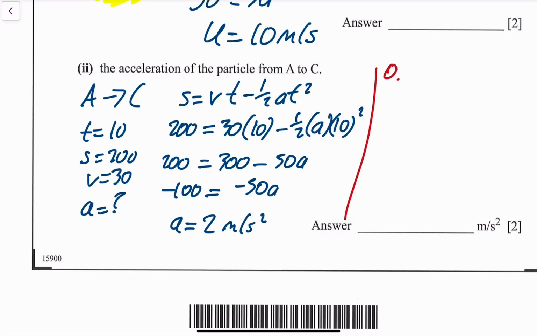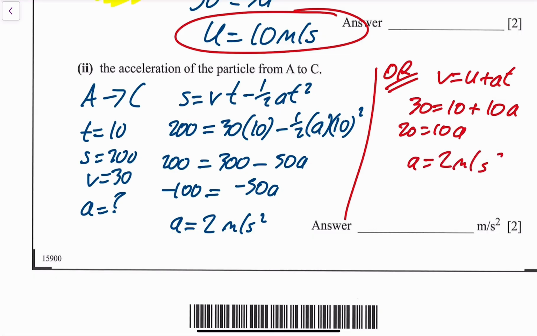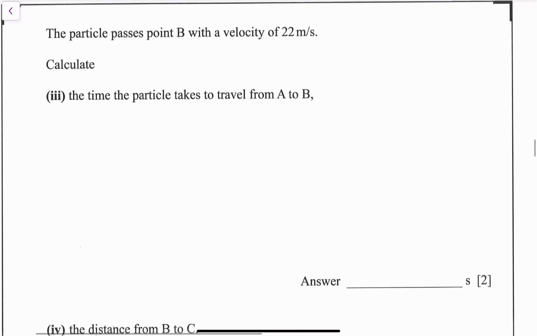Okay, nobody will have liked that, but anyway, we'll show you another way of doing it, just using V is equal to U plus AT. You know the initial velocity was 10. You know the final velocity was 30, so 30 is equal to 10 plus, and my time was 10, so 10A, and that's going to be 20 equals 10A. A is equal to 20 divided by 10. A is equal to 2 meters per second squared. So I know which one people are going to prefer.